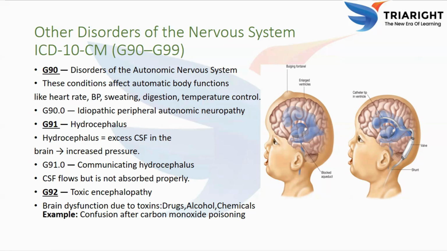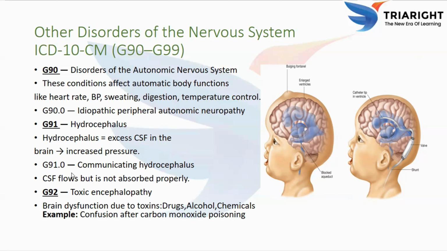On the right side, the child image shows you the enlarged ventricles, the bulging fontanelle and a shunt placed to drain the excess cerebrospinal fluid. You can clearly see it.